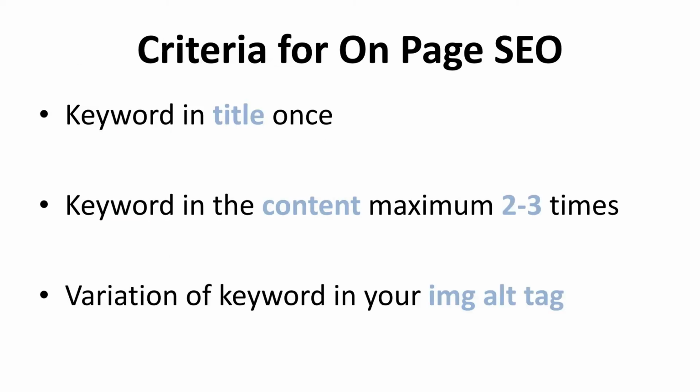There is a standardized format to do on-page SEO. Make sure you put the keyword in the title once, 2 to 3 times in the content, and lastly, place the keyword in your IMG alt tag.